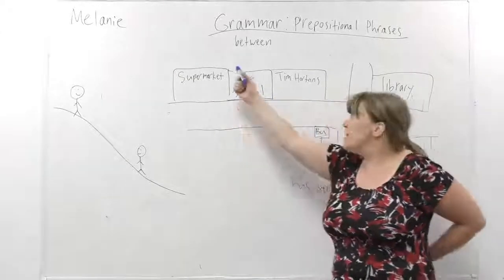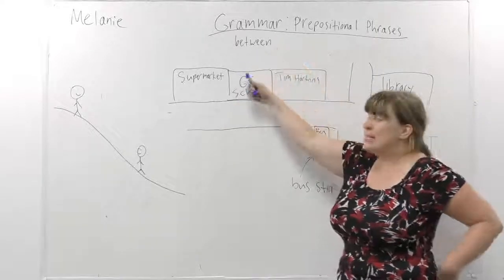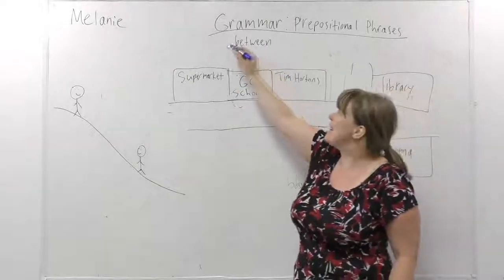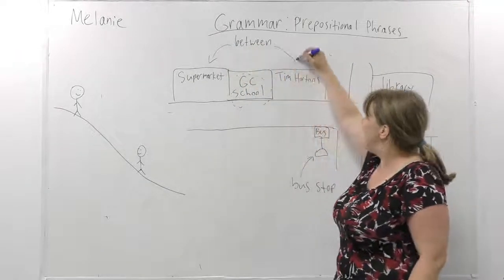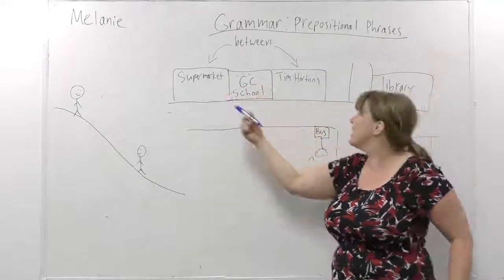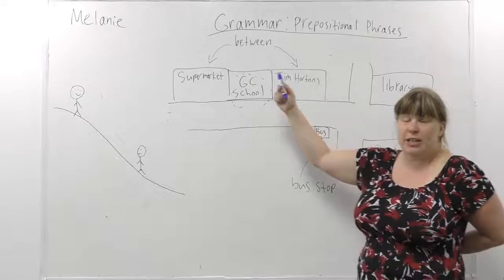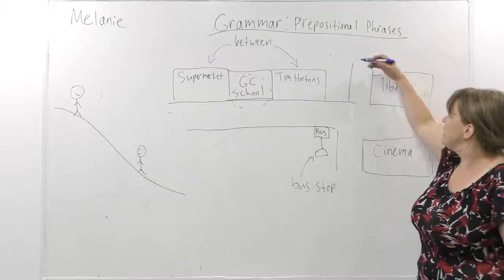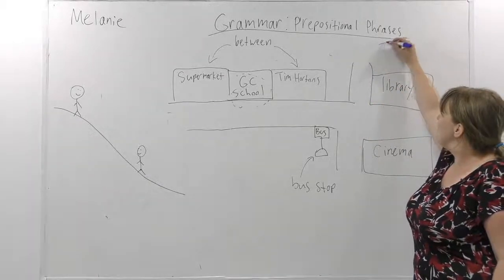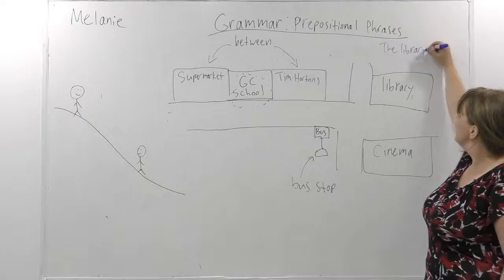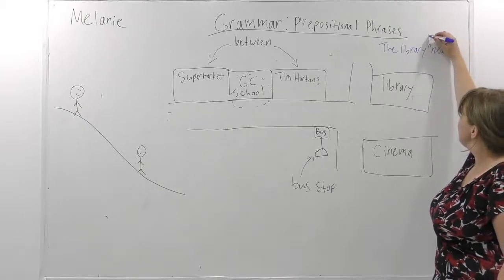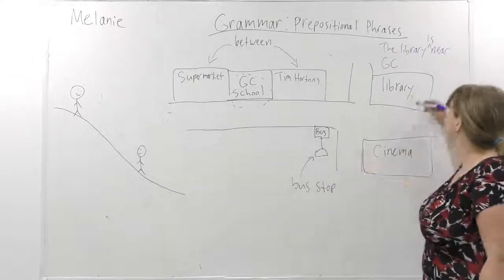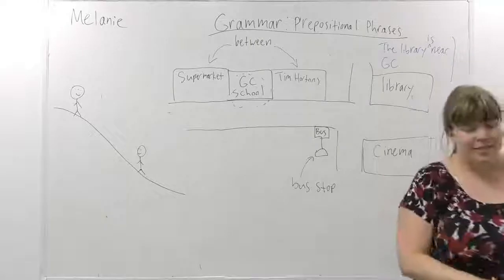Okay, so between. All right, so for example, here's GC school. GC is between the supermarket and the Tim Hortons. All right, and now we are going to talk about something that is near to us. What is near? Oh, we got the library. Okay, so the library is near GC.